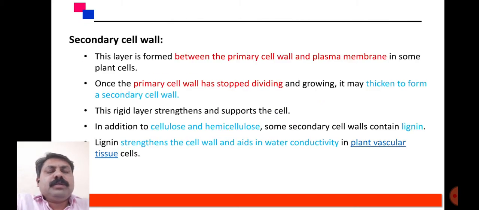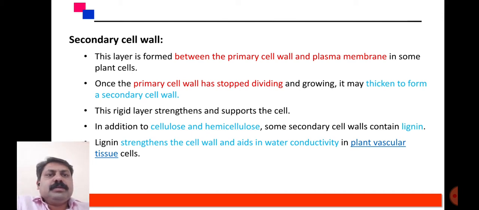Then the next one, the secondary wall. It is between the primary wall and the plasma membrane. The secondary wall is not always present. If present, it is between the primary wall and the plasma membrane. Once the primary wall stops dividing and the cell growth is there, it may thicken and form the secondary wall. That is why the secondary wall is not present in all cells, but it is present in the developing cell, whereby the primary wall gets thickened and produces the secondary wall, and it provides strength and support to the cell. The composition of the secondary wall is cellulose and hemicellulose, and also lignin.